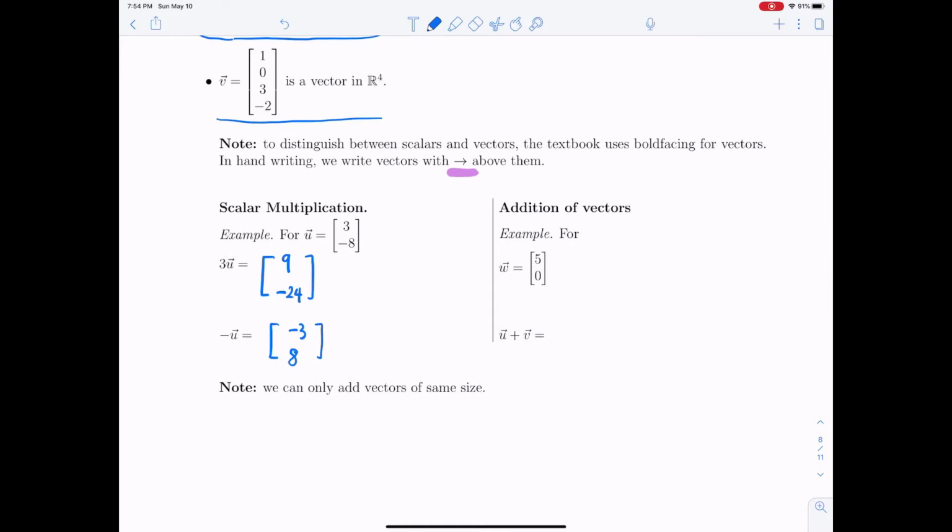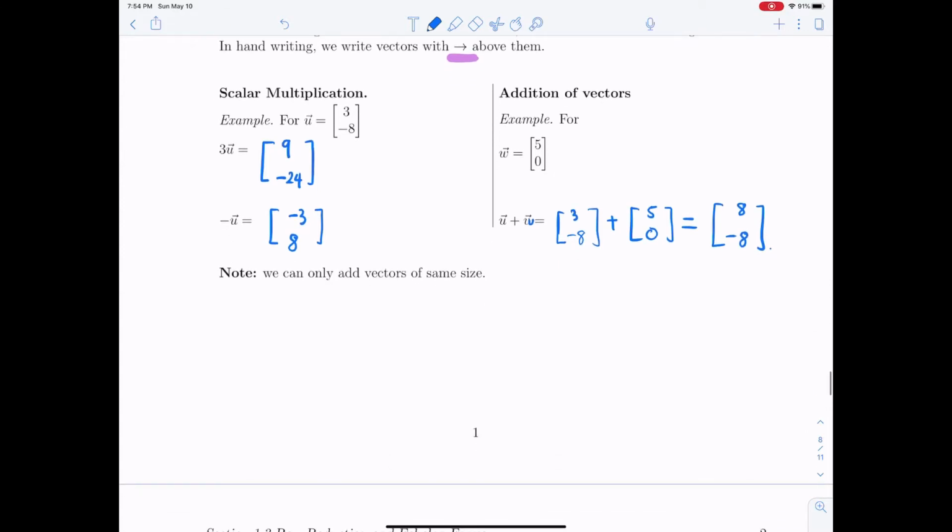Also, if the vector w is given by 5 and 0, then we can add u and v. Oops, this one has to be w. So we can add vectors component-wise. So u plus w gives you 3 plus 5 is 8, and negative 8 plus 0 is negative 8. Note that we can only add vectors of the same size.